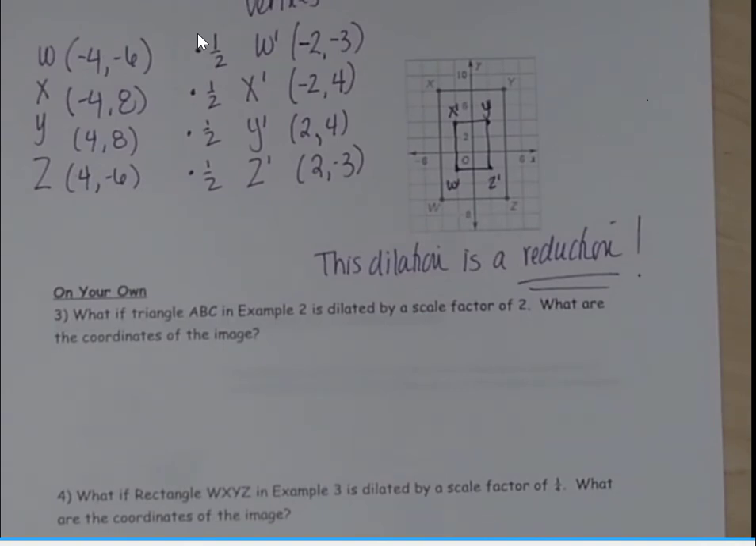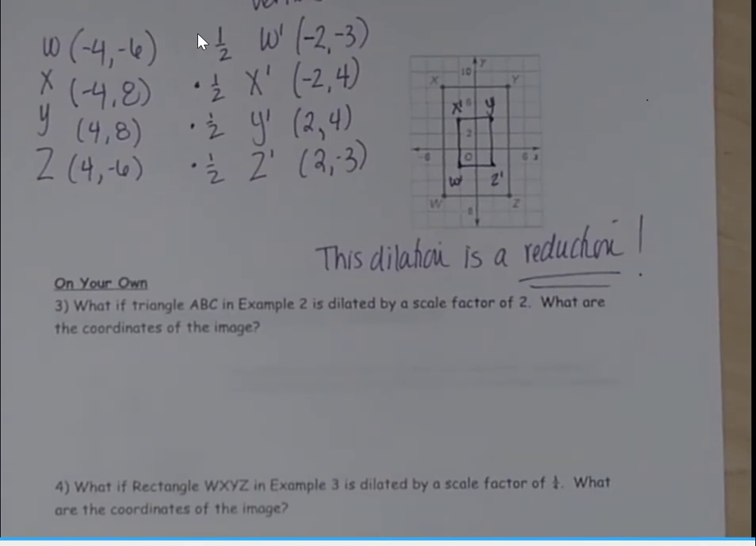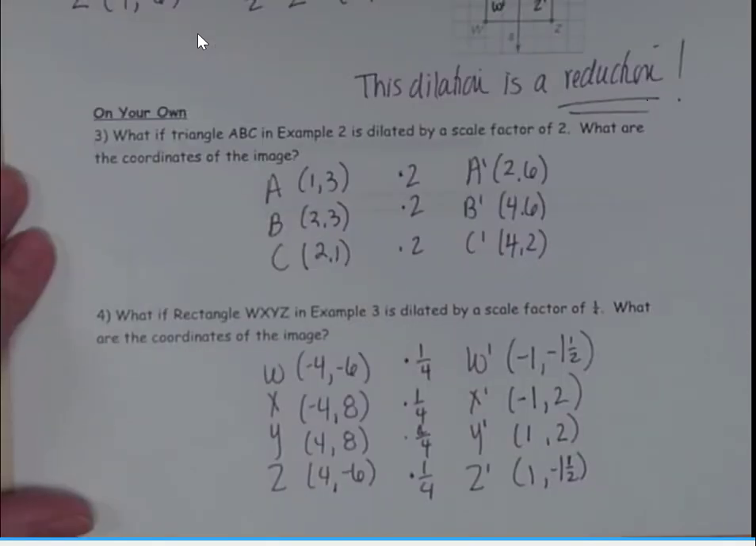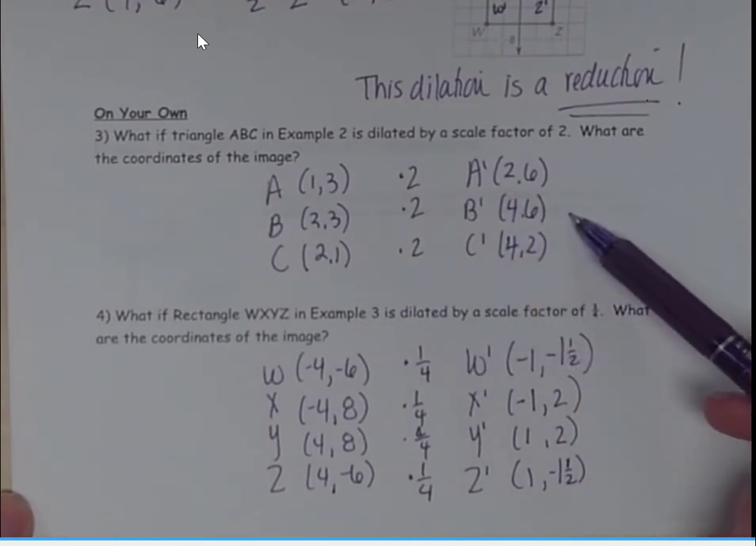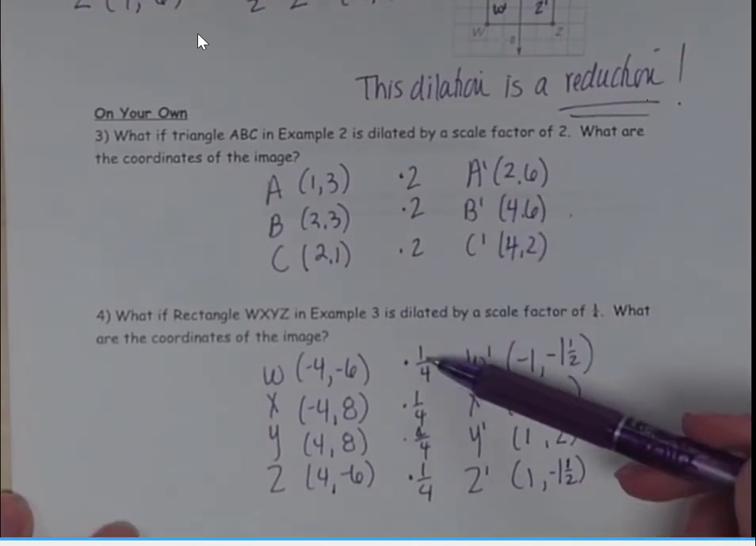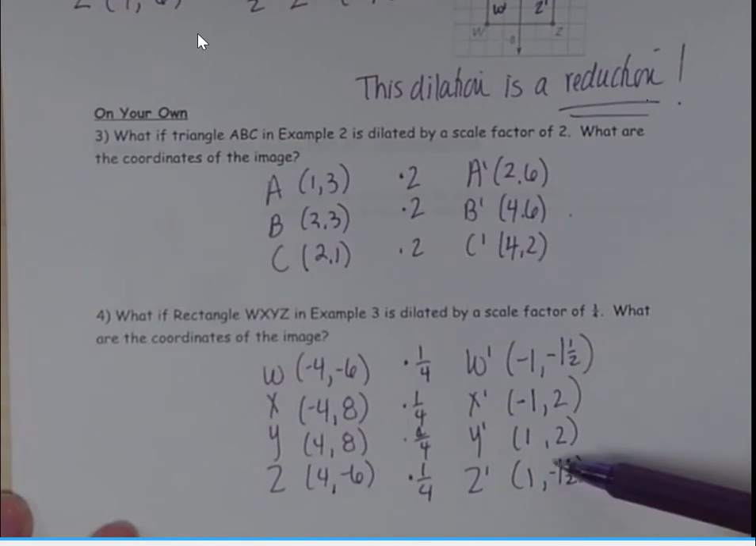All right, go ahead and try on your own 2 or 3 and 4 and come back and check your work when you're done. Go ahead and hit pause now. All right, go ahead and check your work. See how you did. So the first one multiplied by 2, so that is an enlargement. Here multiplied by 1/4, so that is a reduction.